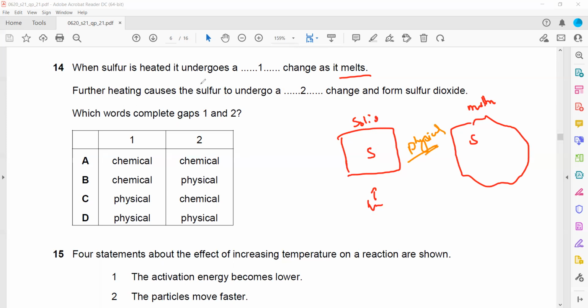But when sulfur is heated further, it undergoes a dash change to form sulfur dioxide. So how is sulfur dioxide formed? This sulfur reacts with oxygen and forms sulfur dioxide. So whenever a new substance is formed, we call that a chemical change. So in option 1, there should be physical, and in option 2, there will be chemical. So C is the right answer.